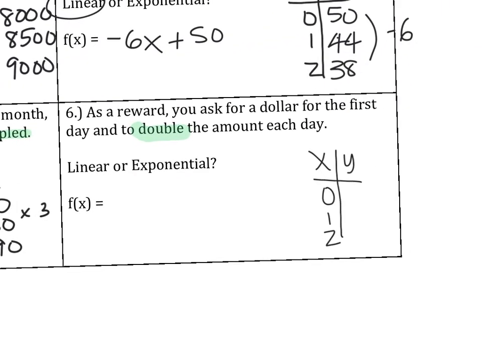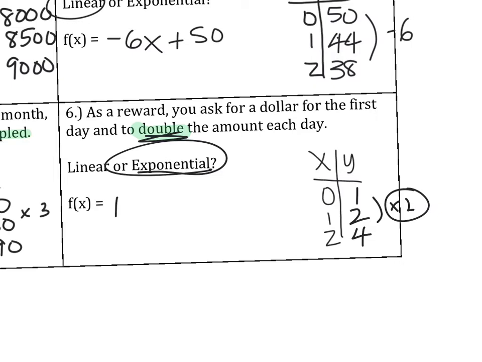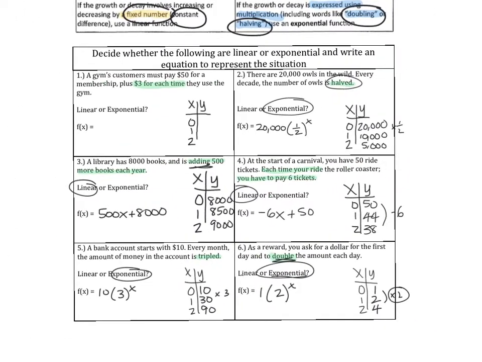Okay, last one for the situations. As a reward, you ask for $1 for the first day, 1. And then it's doubled each day. So if I double that, that's 2, and then this is 4. So this is multiplying by 2, doubling, right? So this is exponential, and we started with $1, and our rate is double to the x. Okay, so this is the first page of the notes, just being able to identify a situation and write an equation.